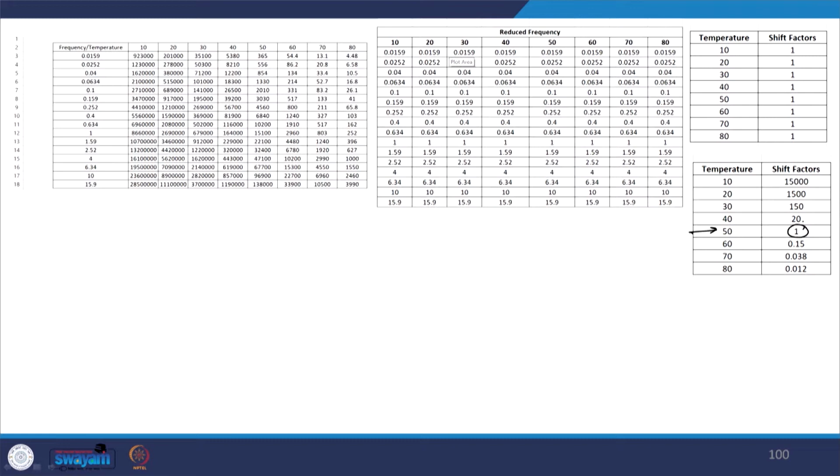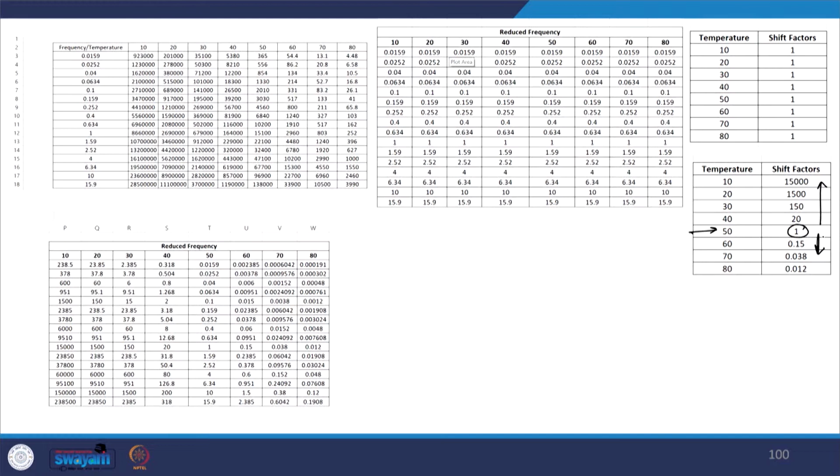At temperatures lower than this temperature, I will have to shift the curve to the right hand side, so I have kept the shift factor greater than 1. As we move from 50 degrees Celsius down to 10 degrees Celsius, the shift factor will increase. Similarly, above 50 degrees Celsius, that is 60, 70 and 80, the shift factor will reduce because I am doing an opposite shift here.